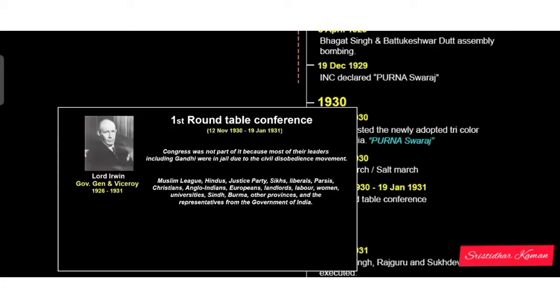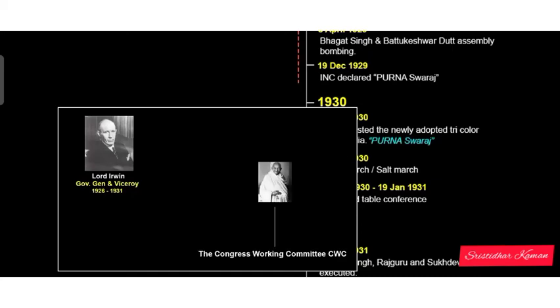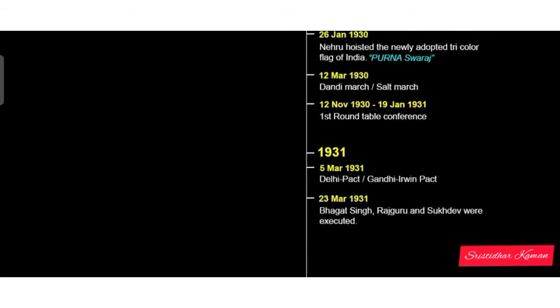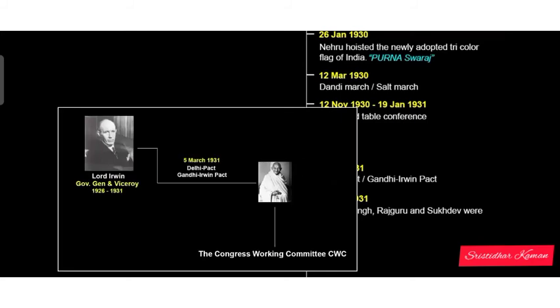As I've told you, many Congress leaders including Gandhi were arrested for carrying out the civil disobedience movement. They all were released from jail on January 25th, 1931. The Congress Working Committee told Gandhi to initiate discussions with the Viceroy Lord Irwin. On 5th March 1931, a pact was signed in Delhi, which came to be known as Delhi Pact or Gandhi-Irwin Pact. So basically, Gandhi-Irwin Pact is the name given to a political agreement between Gandhi and Lord Irwin.